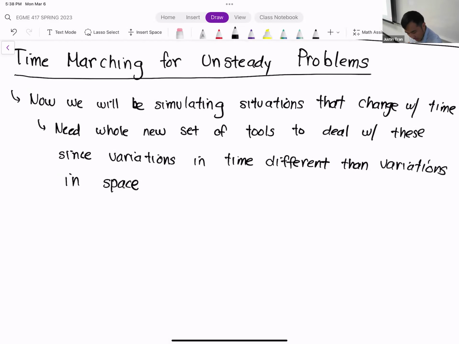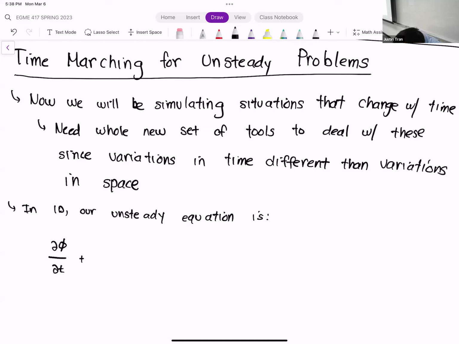All right. So what does it look like? Just like we did with convection, let's start with the 1D case. Our 1D equation looks like the following: partial phi, partial t, plus u partial phi, partial x, is equal to k partial squared phi, partial x squared, plus q of x.